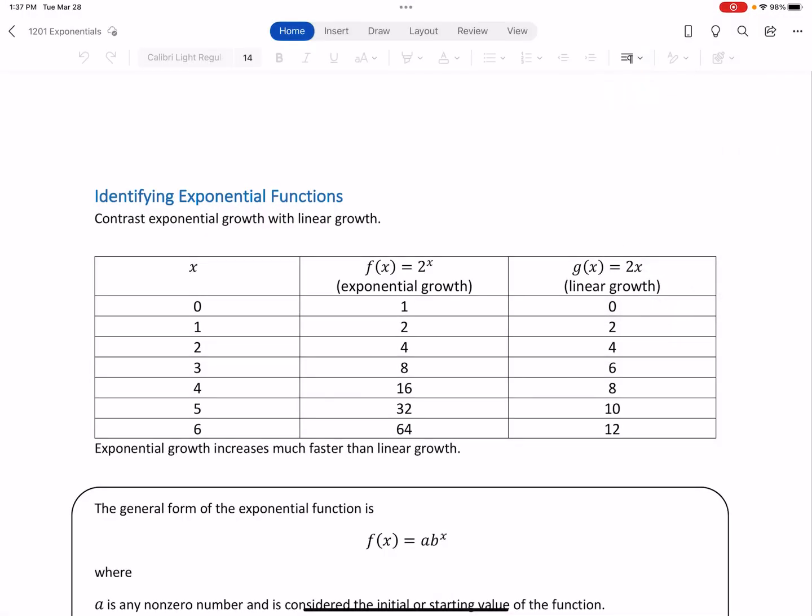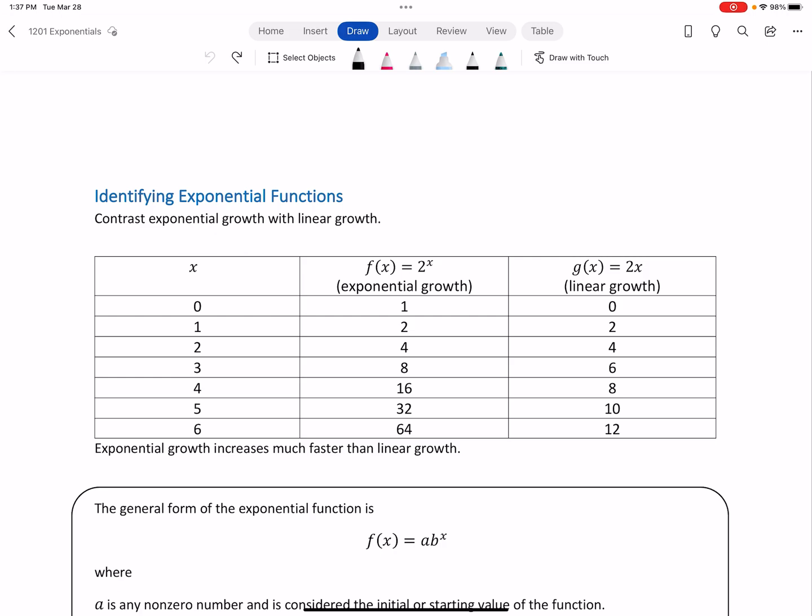All right, we're going to talk about exponential functions now. So we want to start that discussion by comparing exponential functions to linear functions. When we see an exponential equation, we'll notice it by the exponent being the variable. The variable will be in the exponent.